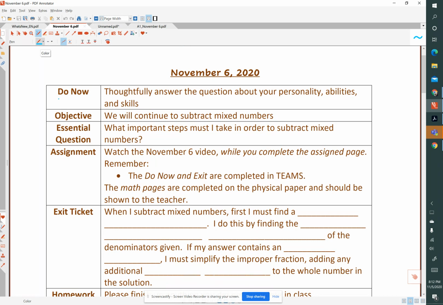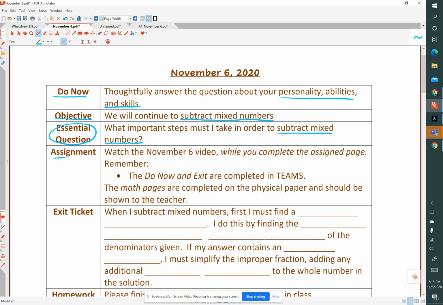So we'll start with a do now, where we thoughtfully answer our question. Today it's about our personalities, our abilities, and our skills, so it should be kind of fun. Our objective today is to continue to subtract mixed numbers. Our essential question: what important steps must I take in order to subtract those mixed numbers? Some of them will be familiar from our practice with adding mixed numbers.